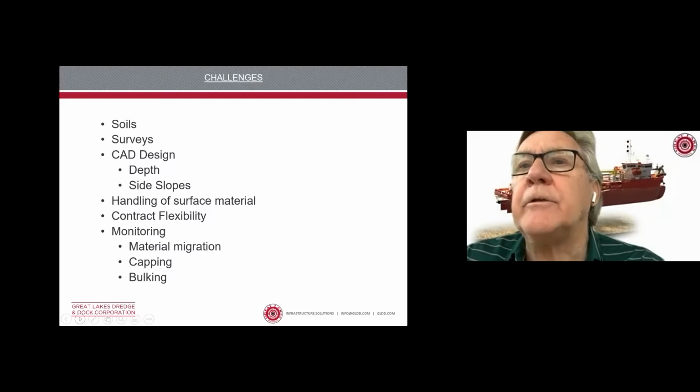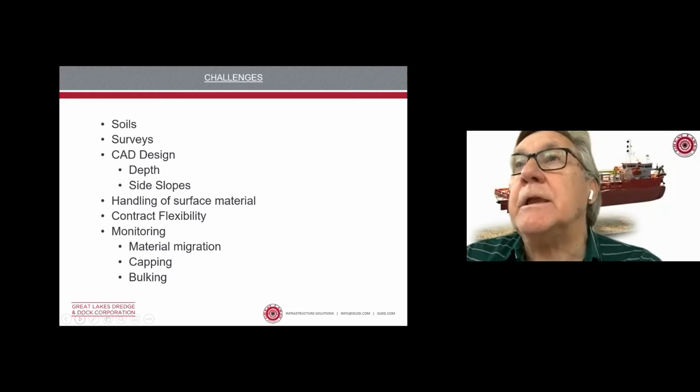I've already mentioned handling of surface material. The first project, we had to store a lot of material in barges, but subsequent projects haven't really had that issue because you've got the CAD cell. You can actually transfer some of the contaminated material into the CAD cell without having to worry about the storage of material.